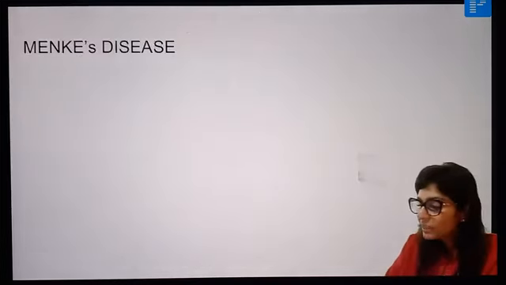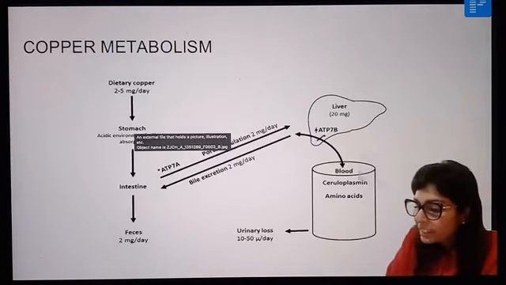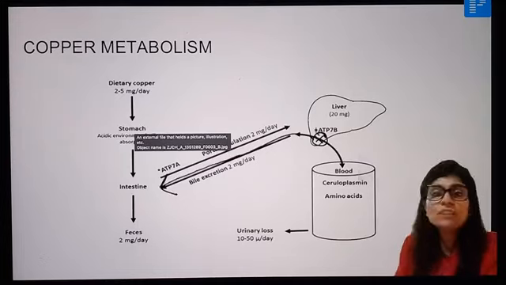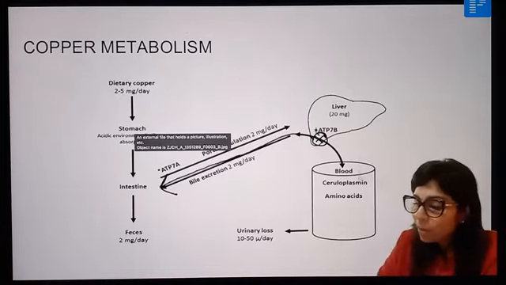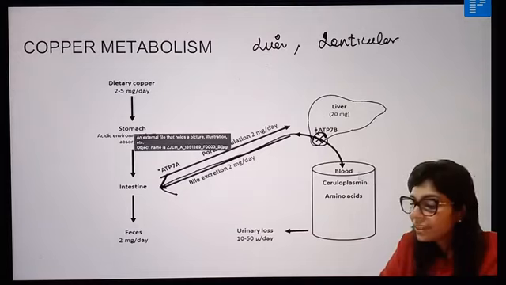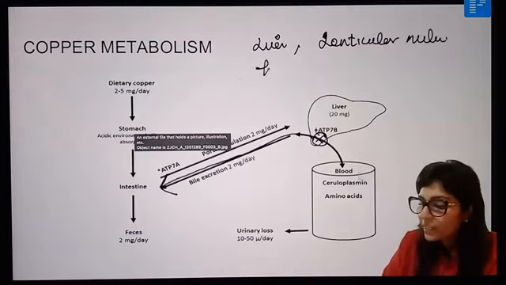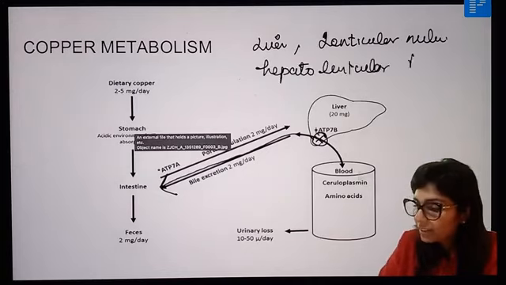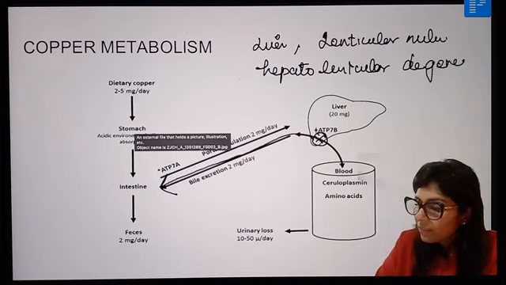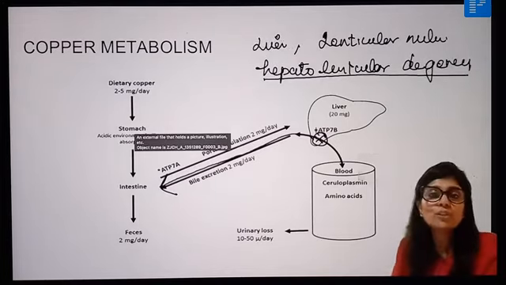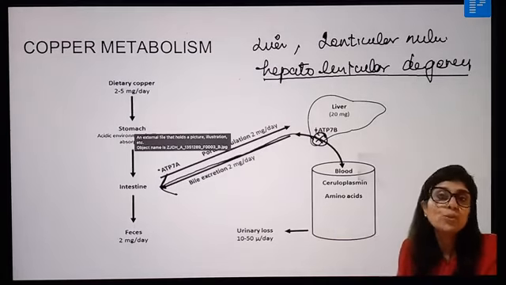Now what if ATP7B is defective? When ATP7B is defective, copper cannot be excreted through bile. That causes copper toxicity. And this copper toxicity affects the liver and the lenticular nucleus. And that is why it is called hepatolenticular degeneration. Wilson's disease is otherwise called hepatolenticular degeneration because of copper toxicity affecting the liver and the lenticular nucleus.